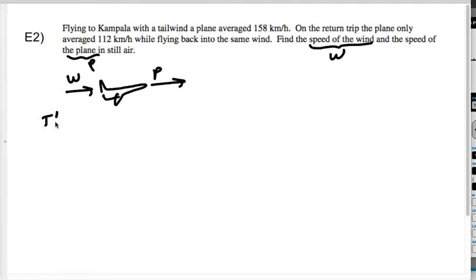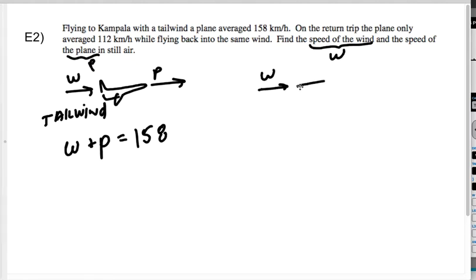So this is called a tailwind, okay? The tailwind means that the speed of the plane and the speed of the wind are pushing in the same direction, meaning the wind speed plus the plane speed is apparently 158 kilometers per hour. But when you fly back, the wind is still the same speed, but when you fly back, oh, that's a terrible airplane, but the other one was much better, it's fine. Okay, but now the plane's flying this way.